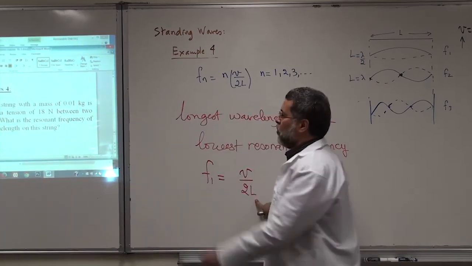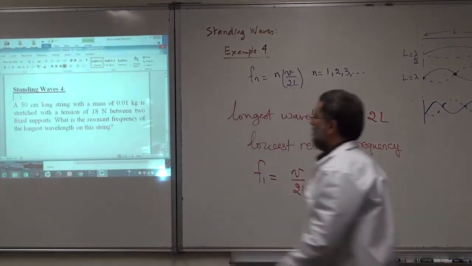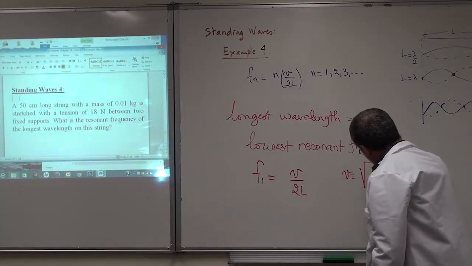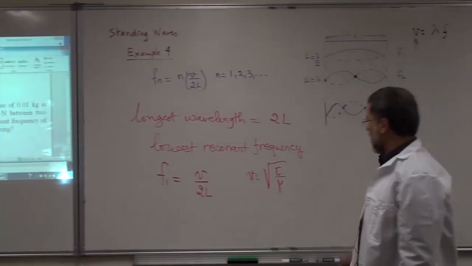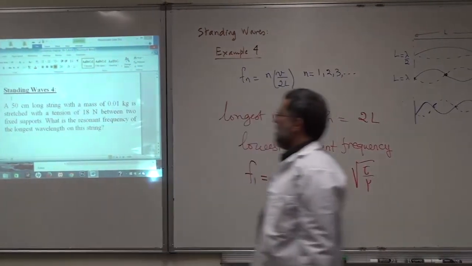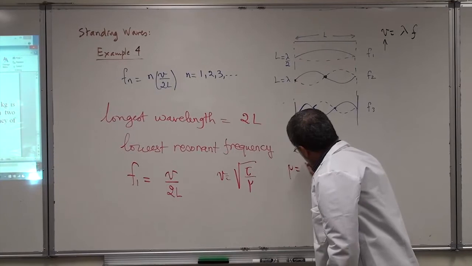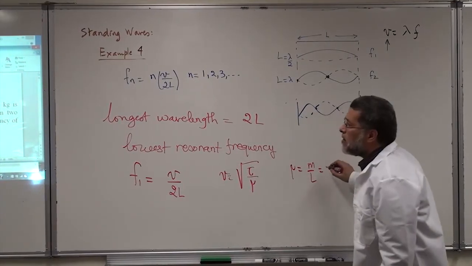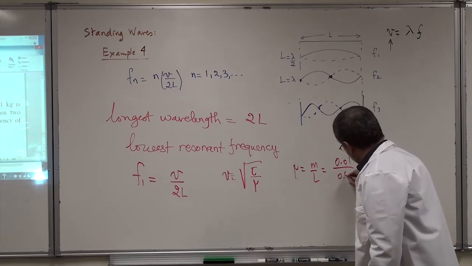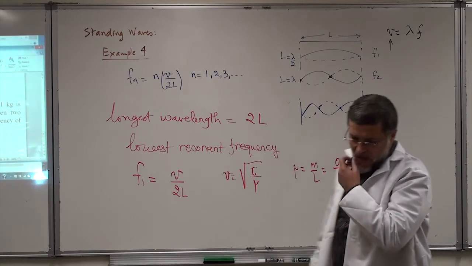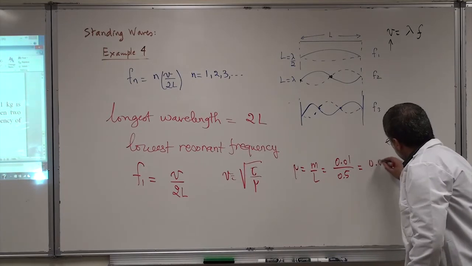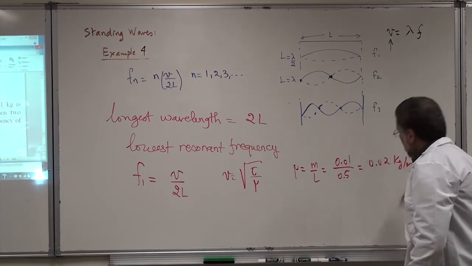Now L is given to you as 0.5 meter. For V, we go back to the old idea of the square root of tension over mu, not the speed of the wave. The tension is given to you as 18 Newton, and the mu you can get from the mass per unit length. So mu is m over L, which is 0.01 divided by the length, which is 0.5 here. And this will give you a mu of 0.02 kilogram per meter. So this is the mu.